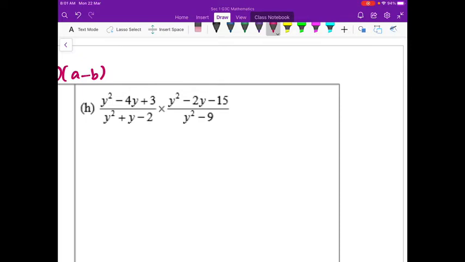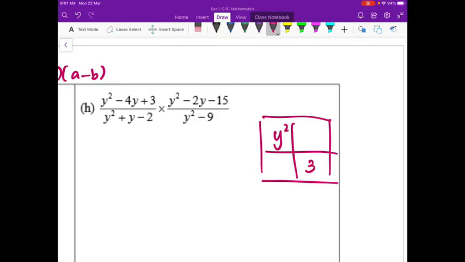Okay, so let's start with the first one. Y squared and 3. So this will be y and y. To obtain a 3, it will be 3 times 1. Okay? Then now, we try to fill in the blanks. 3 times y, we get 3y over here. Y times 1, I get y. Okay, now, 3y and y gives me 4y. But that is different from this negative 4y. I want it to be a negative 4y, but currently it is positive 4y. I want it to be negative.